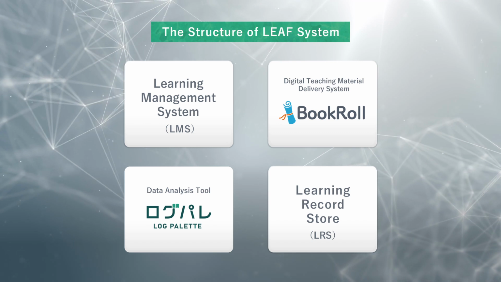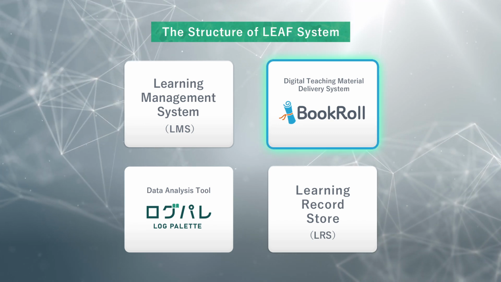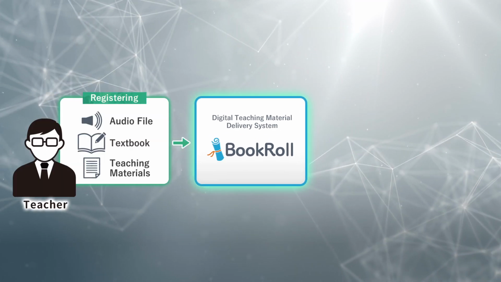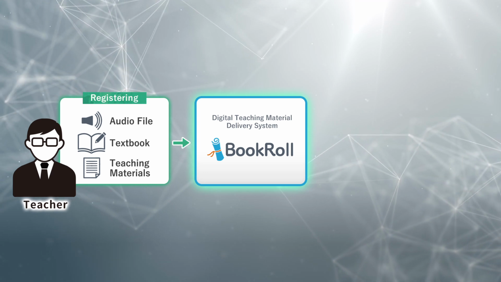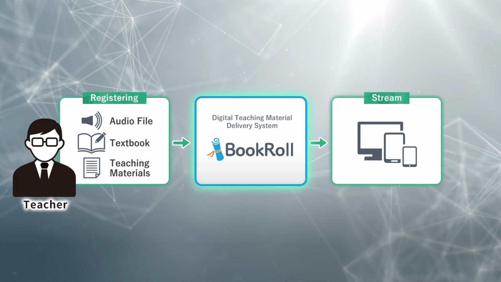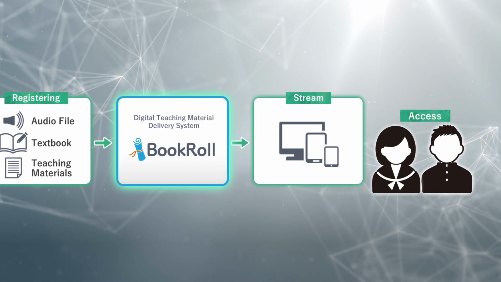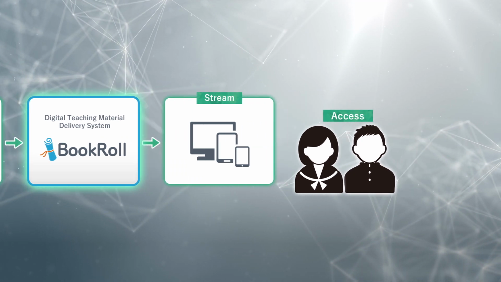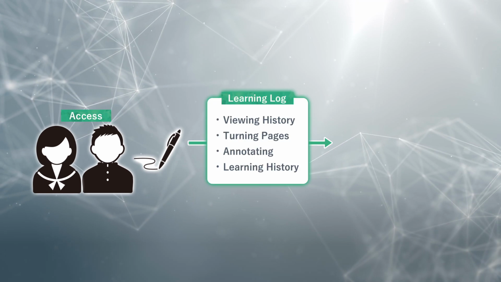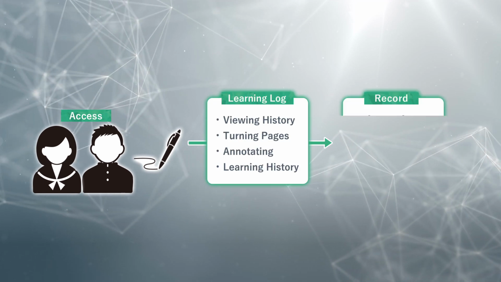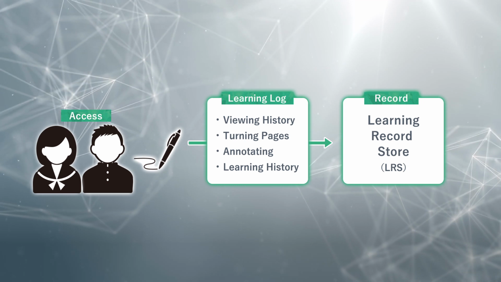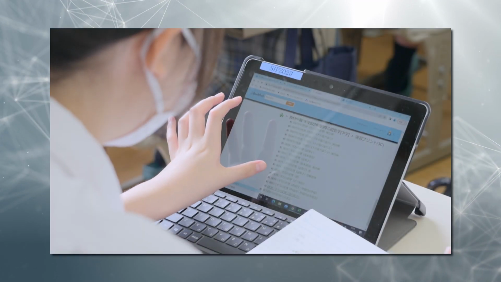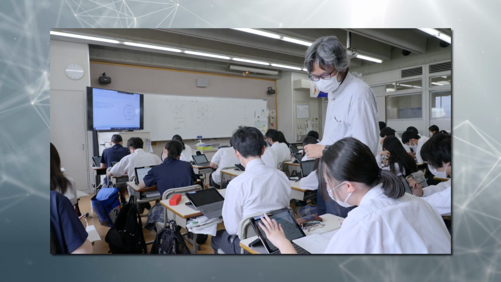One of the components of the LEAF system is BookRoll, the digital teaching material delivery system. BookRoll is a system that allows faculty to register textbooks, teaching materials, and audio files for digital distribution. Students can view them anytime, anywhere using a digital terminal. Moreover, student behavior on BookRoll is also recorded in a database as a learning log. BookRoll can be used for both face-to-face and online delivery of course materials, and the evidence data obtained can be used to improve classes.